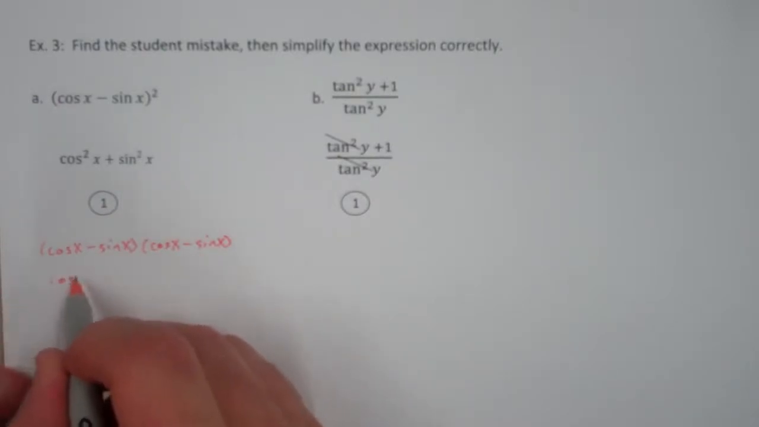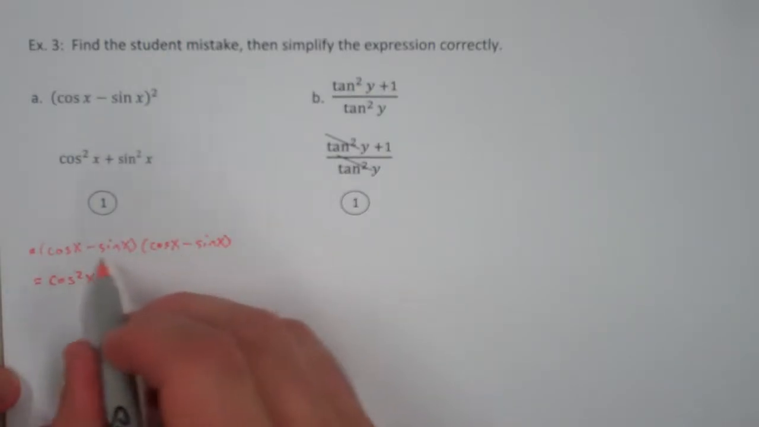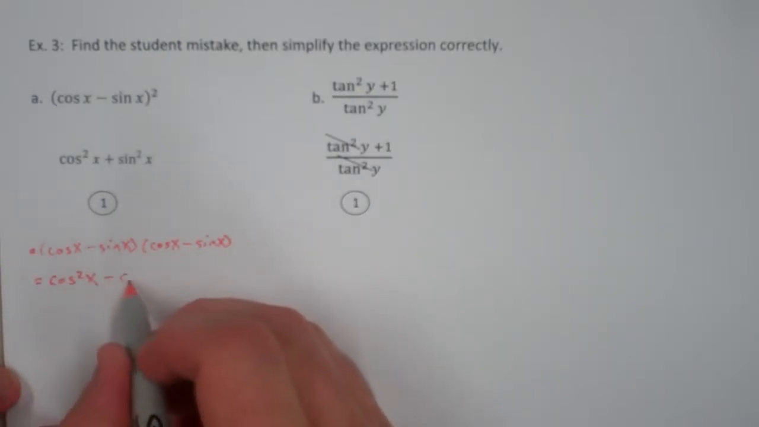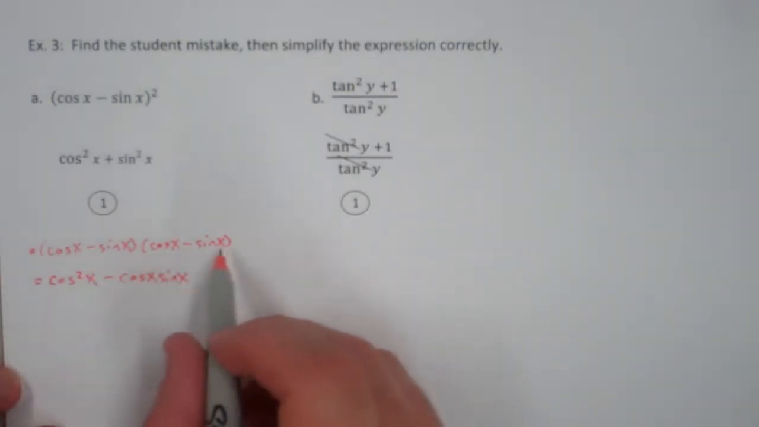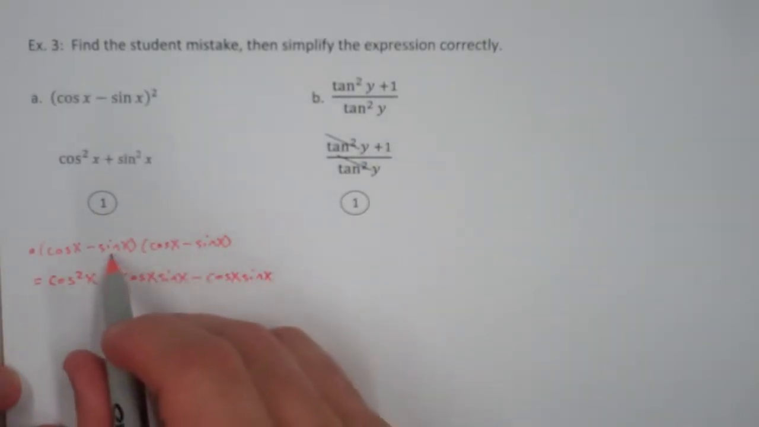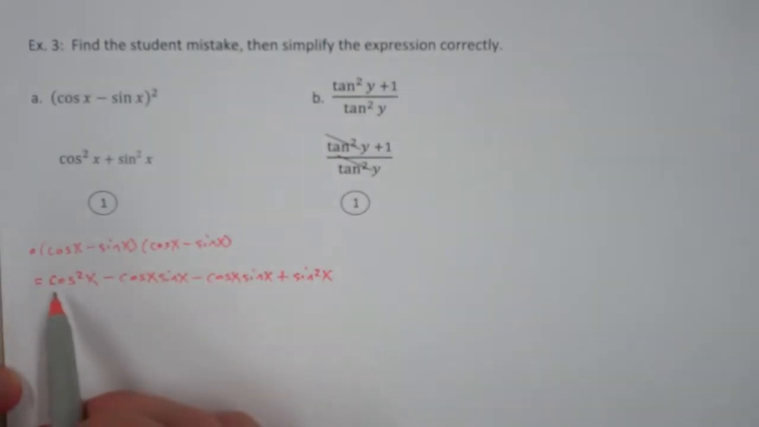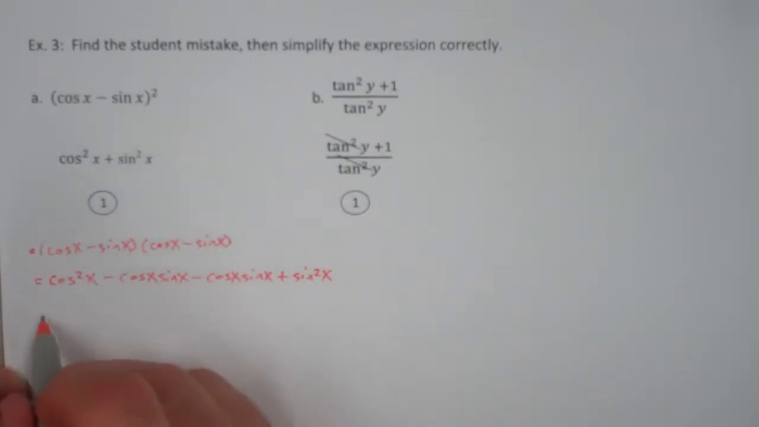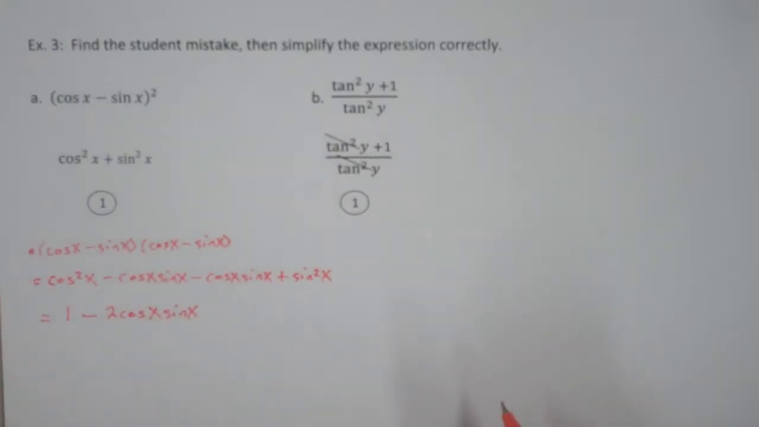So now we've got cosine squared, and then we've got, that's cosine times cosine, we've got negative cosine x sine x, that's cosine times a negative sine x. Negative sine x times cosine x is another cosine x sine x. And then we've got a negative times a negative, which is a positive, and then a sine squared over there. I'm going to group these two together, and actually they're just equal to 1. So cosine squared plus sine squared is 1, and then I have 2 of these guys. 2 cosine x sine x.